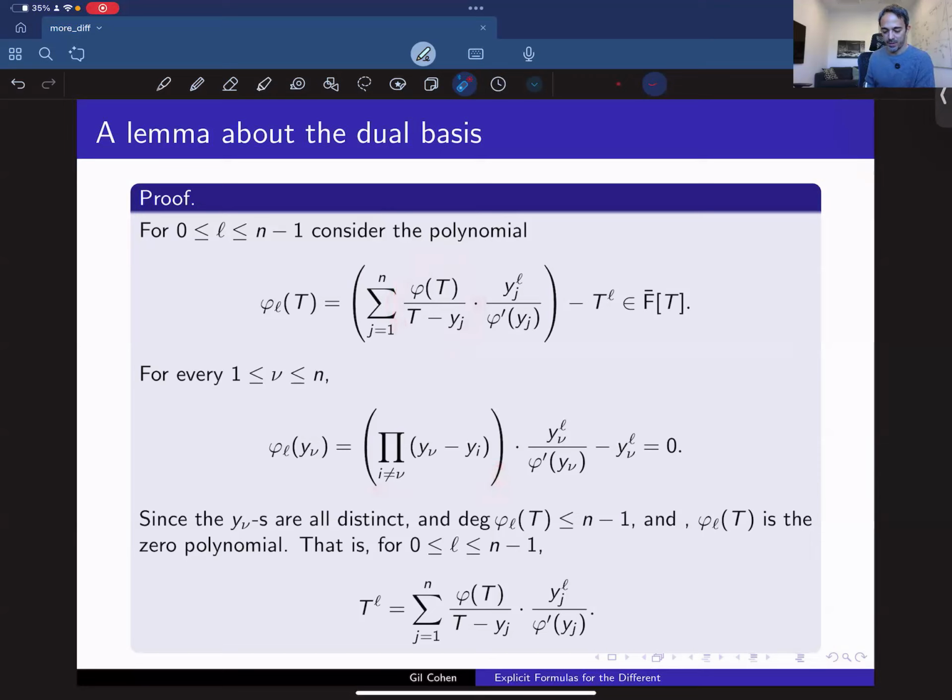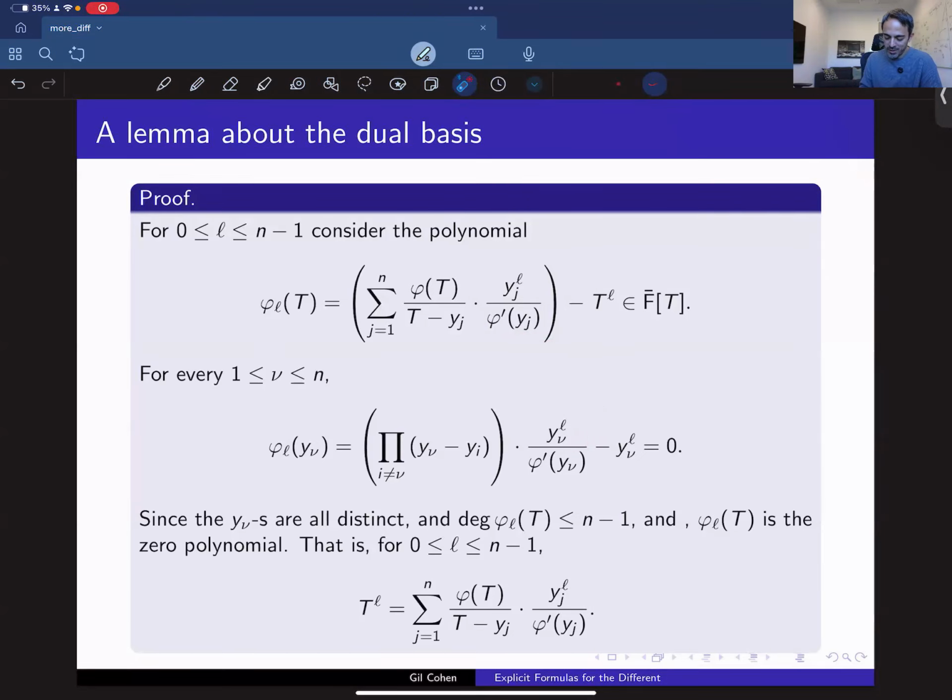For that particular j, this thing is exactly this product when you evaluate it at y_ν. Because you'll have t minus y_i for i not equal to j, but j is ν, and then instead of t, you just plug in y_ν. So that's the only surviving term, with the corresponding part here, which is y_ν to the L divided by phi prime of y_ν. I just plug in j equals ν because that's the corresponding summand there.